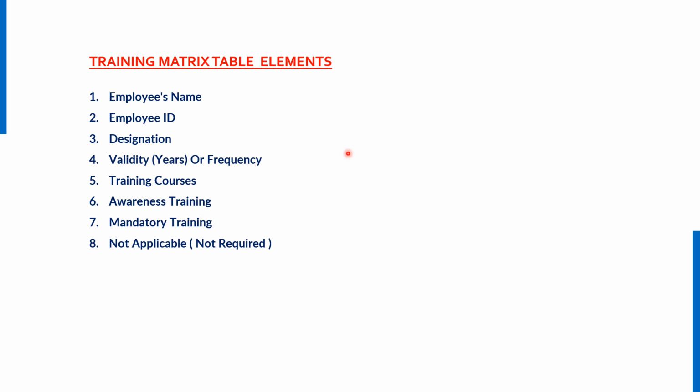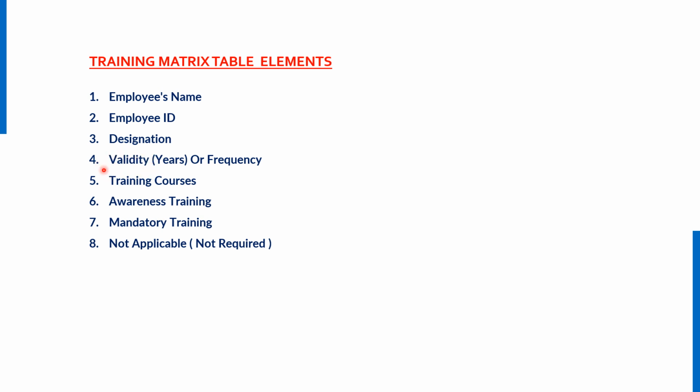And what are the different fields or elements which are maintained in the training matrix? There are the employee's name, the well site location, the rig name, employee ID, his designation, and the validity years or the frequency. It means for the training he has done, what is the validity for that. For example, the validity is 2 years.